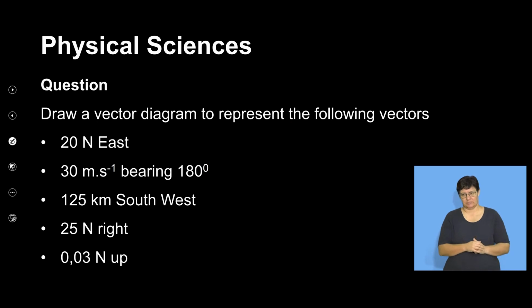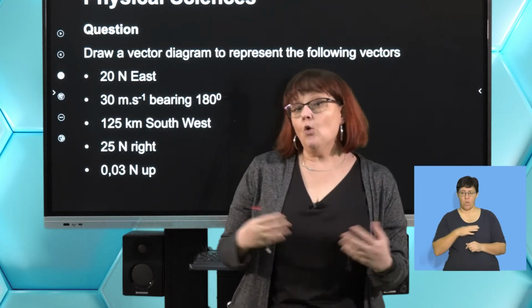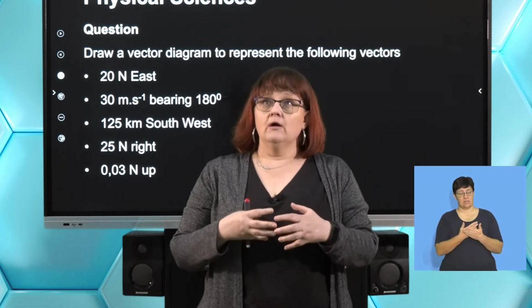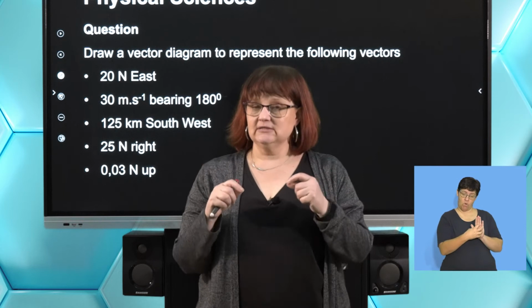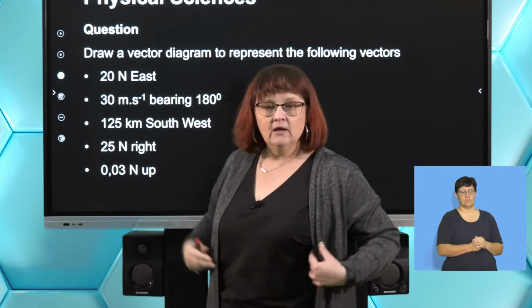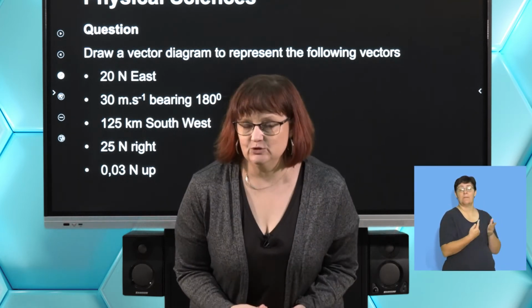Now, I want a vector diagram to represent the following vectors. 20 newtons east, 30 meters per second bearing 180, 125 kilometers southwest, 25 newtons right, 0.03 newtons up. Now, I'm just saying I want a vector diagram. All I want to get in these questions is, can you draw the vector at the correct direction? These will be sketches. I can't draw them to scale, but it's worth practicing them to scale, okay?